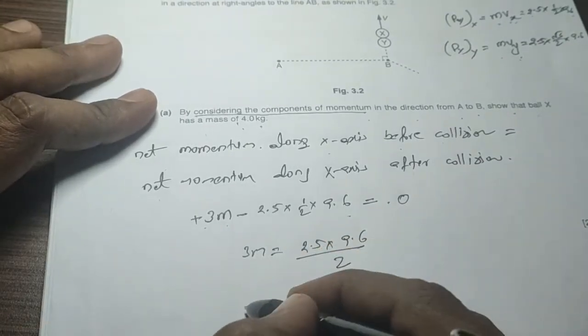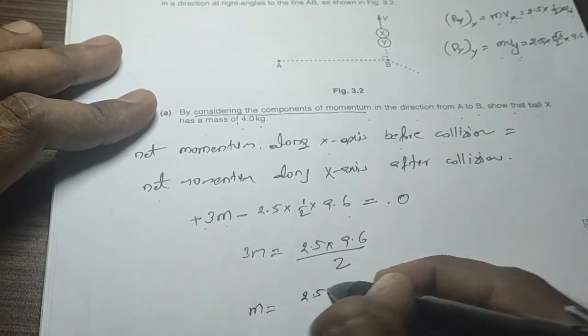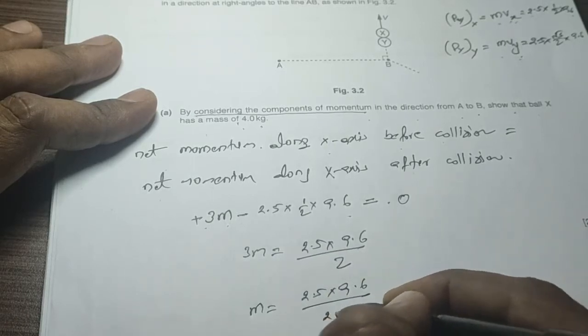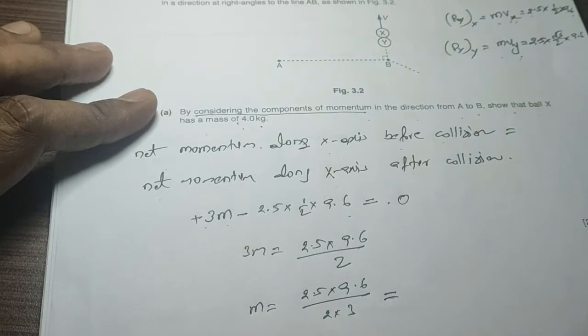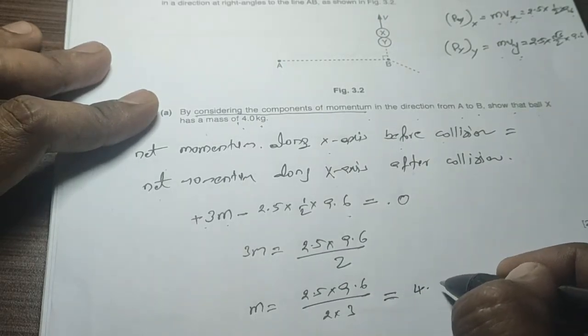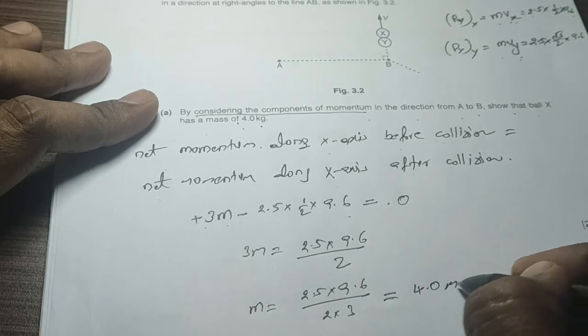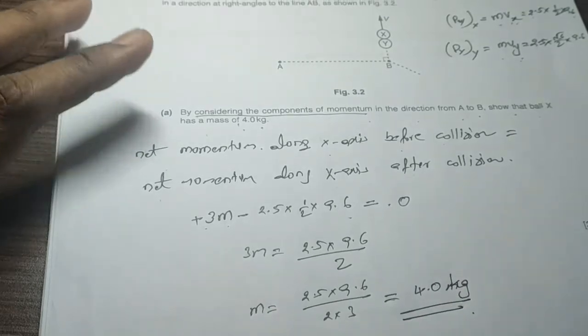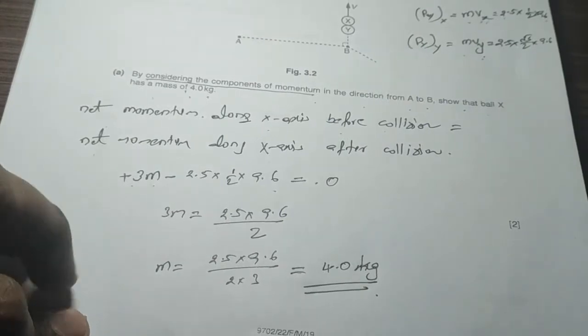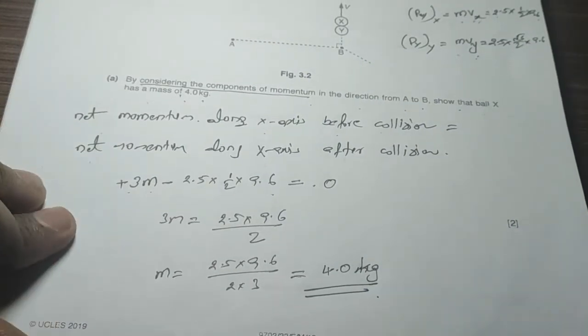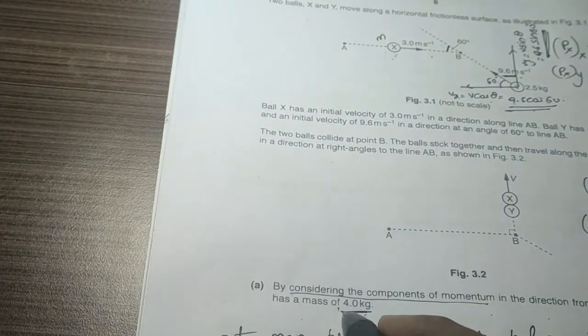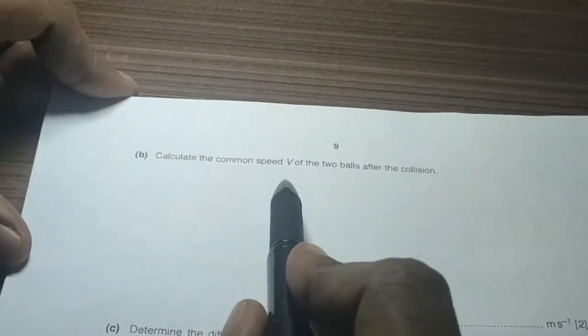If you want to know the mass, definitely mass is equal to 2.5 times 9.6 divided by 2 times 3. If you calculate that number, you will end up with 4.0 kg. That's the mass. We showed the mass is 4 kg, right? That's what they are asking. Now let's go to the next question, which is B. Calculate the common speed of the two balls after collision.